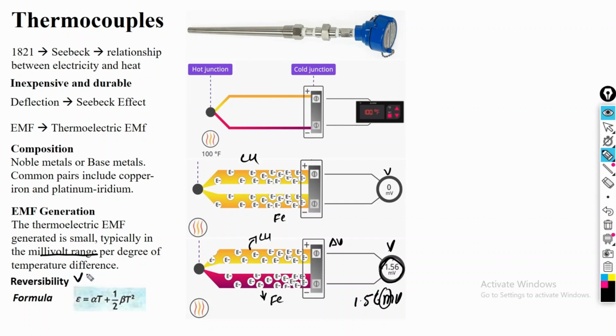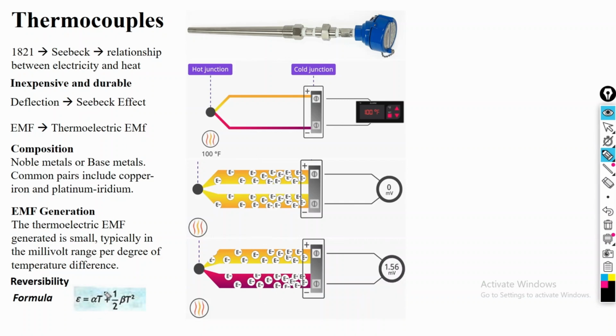And here the reversibility effect is present inside the thermocouple. It means that if we change the position, that is, if I make this cool and this hot, then the motion of the electrons will be different. The direction of the push exerted on the electrons will be different. So inside the thermocouple, the reversibility effect is also present.